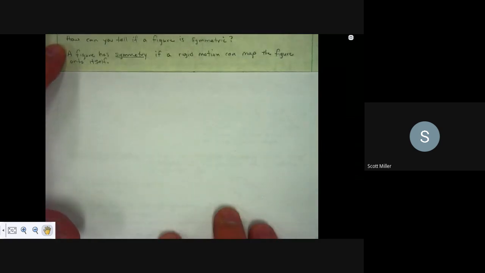In other words, it has symmetry if, let's say, take a triangle. If triangle ABC and the image of that, A prime, B prime, C prime, are the same triangle, so if it becomes the exact same triangle, then that is a symmetry. So what kind of symmetries are we talking about? When would this occur? And let's talk about reflection symmetry.